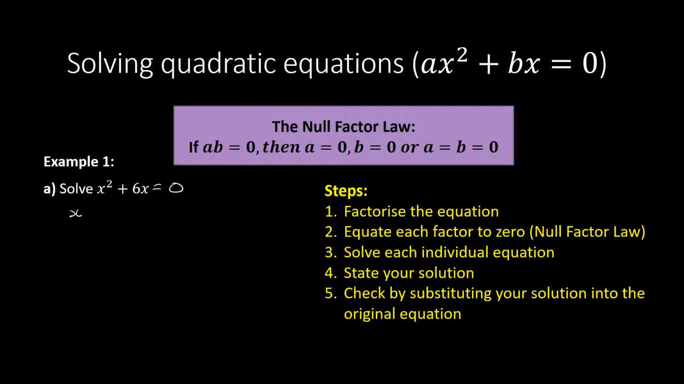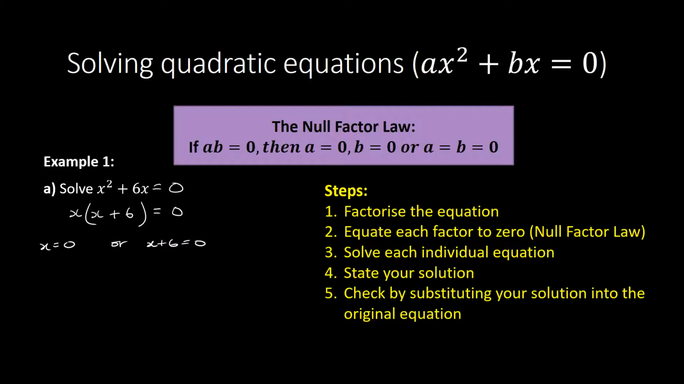So when we look at the left-hand side of this equation, x squared plus 6x, we can take out the common factor of x at the front. And what we're left with inside the bracket is x plus 6. From here, we can use our null factor law, step 2, where it says equate each factor to 0. And we can say that either x is equal to 0 or x plus 6 is equal to 0.